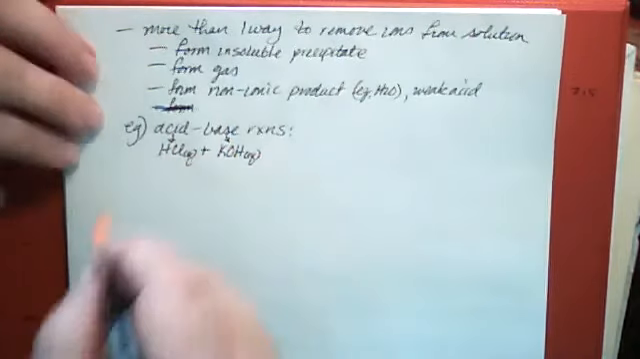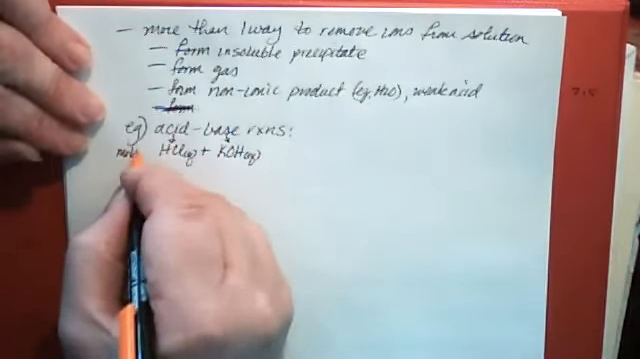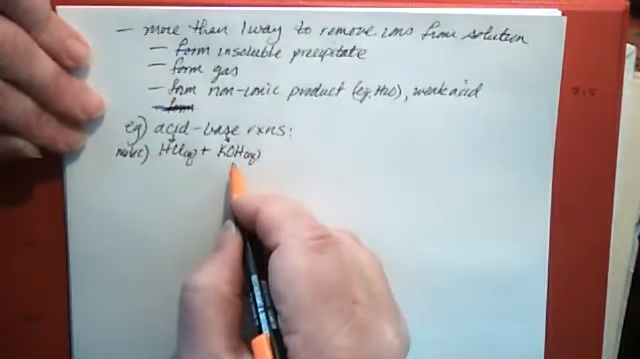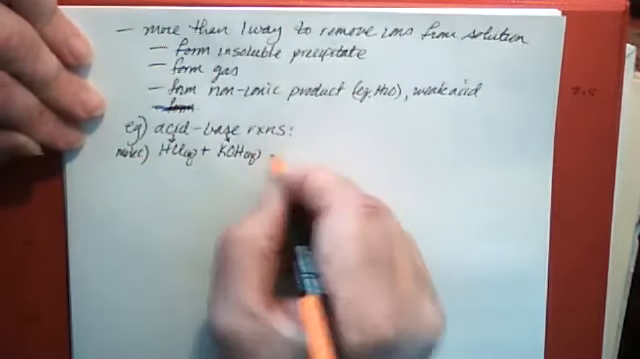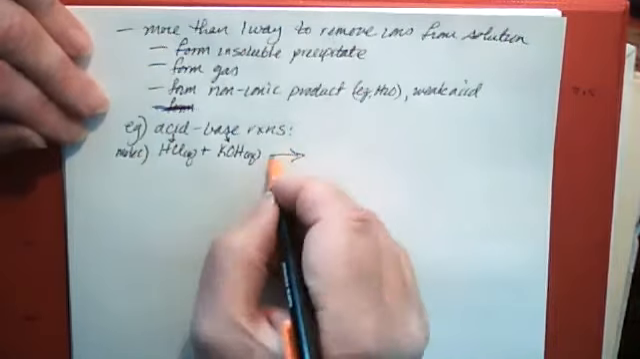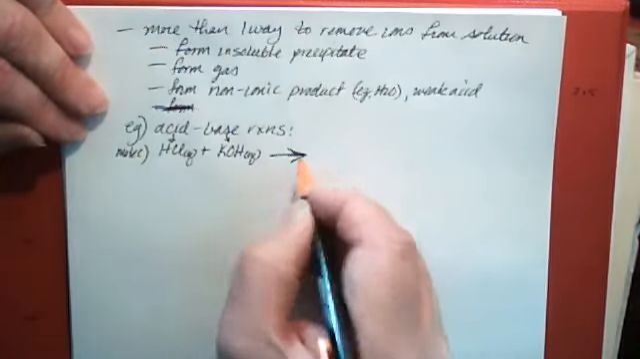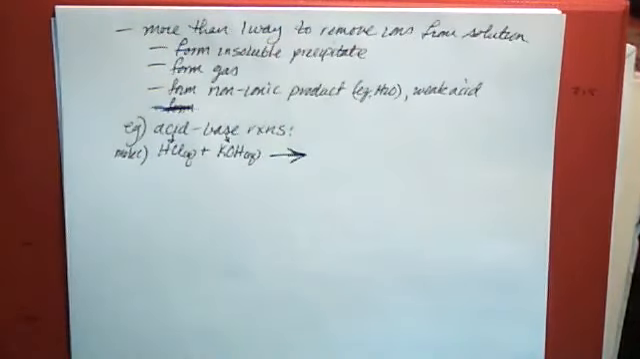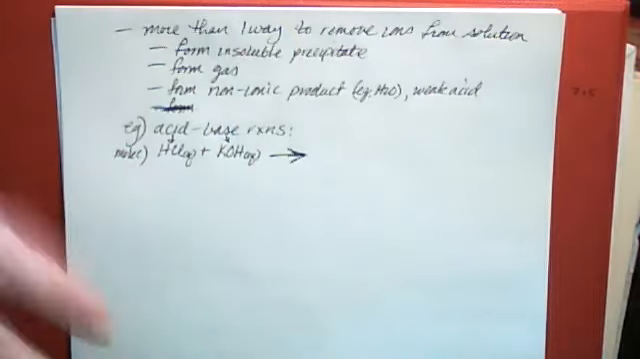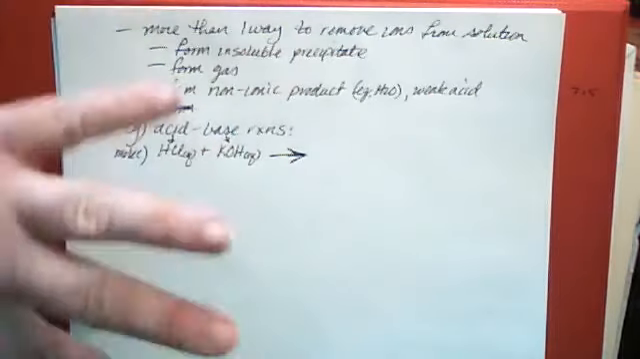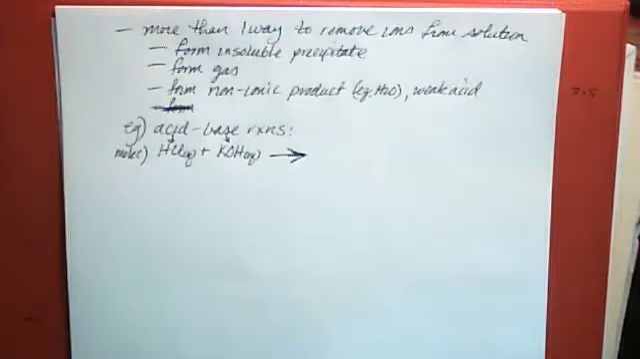Hydrochloric acid is obviously an acid. Potassium hydroxide is a base. And when you mix acids and bases, you get a type of reaction like the examples we've been seeing so far. These are known as double displacement reactions, which just means that the positive and negative ions of the two reactants switch partners.